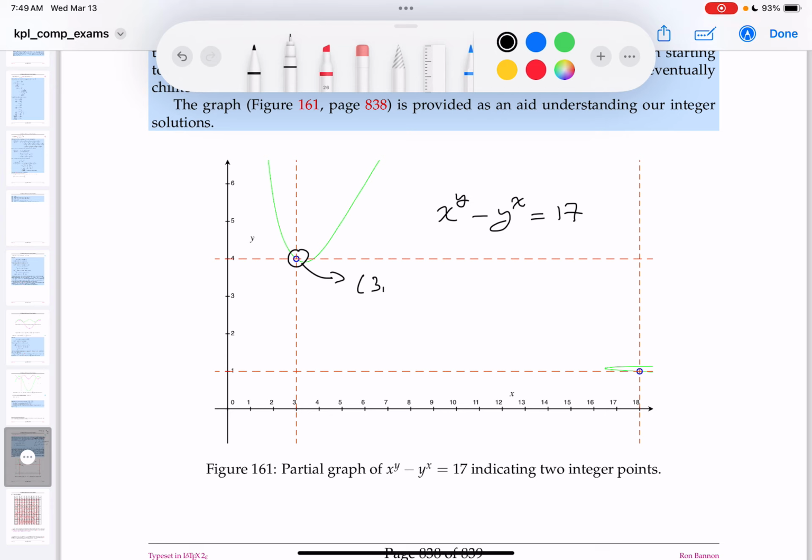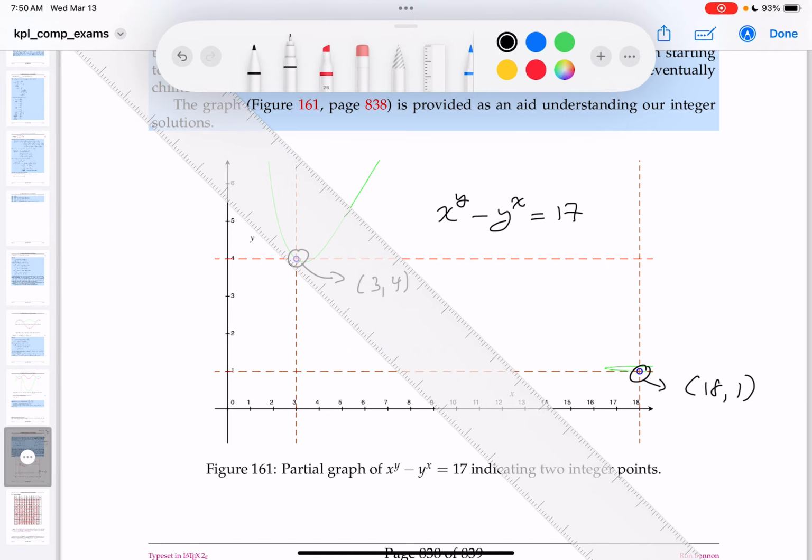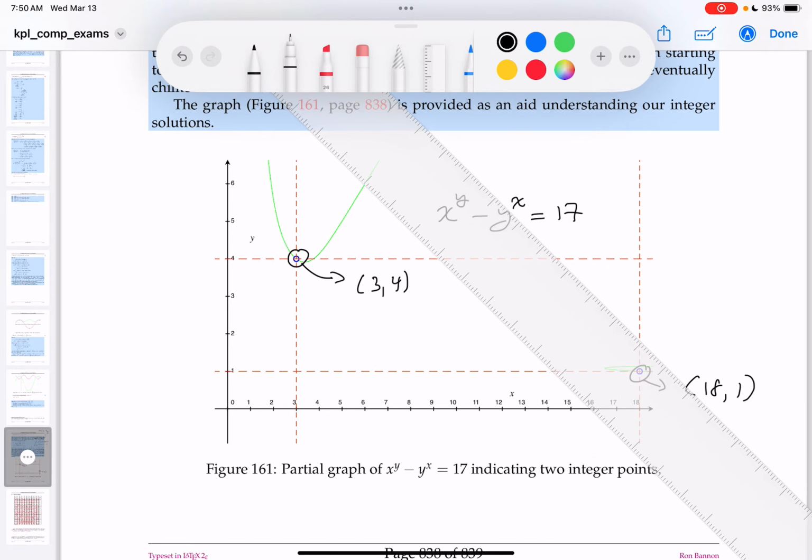This solution over here is 3, 4. What does that mean? x is 3, y is 4. And there's another solution over here, and that solution is 18, 1. We've already verified that's true, by the way. But then I start to look at this and I wonder, are there other integer solutions? And one way to do it, and again, I'm not saying it's a good way, is you could look at the picture.